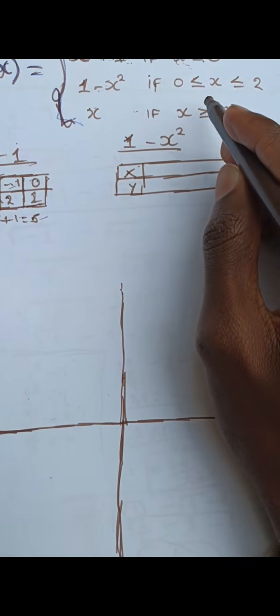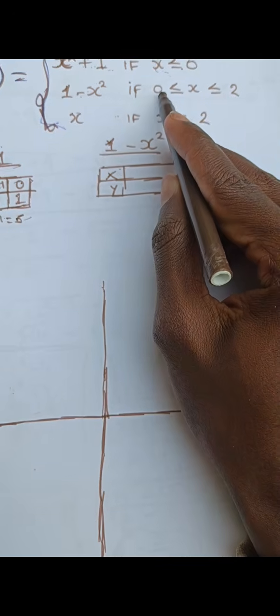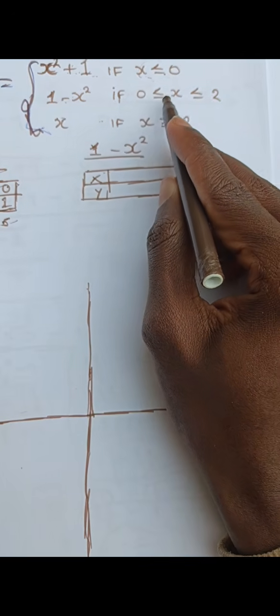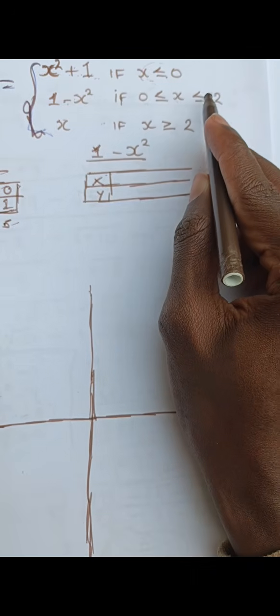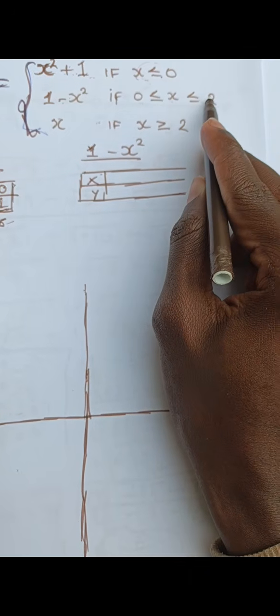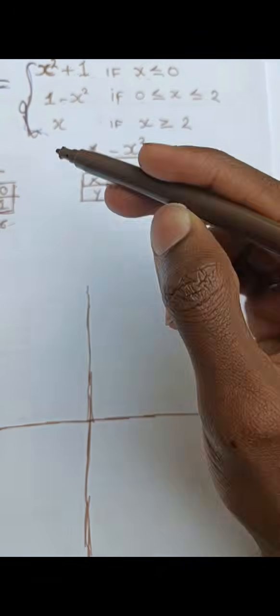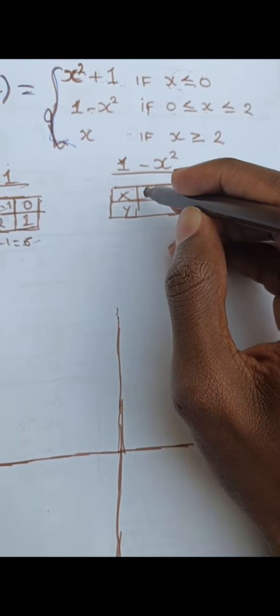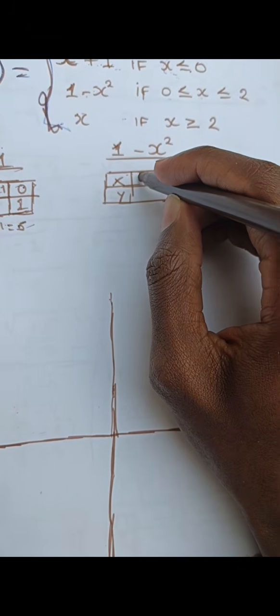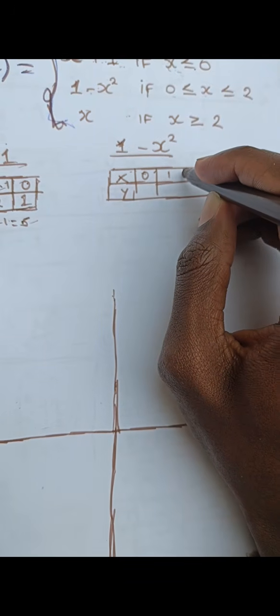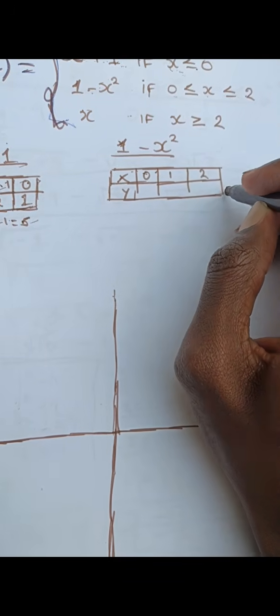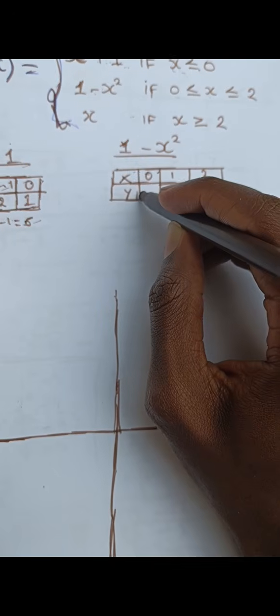So let's look at the values of x that we are going to have. The condition that is given here says that the values of x should be between 0 and 2, where 0 and 2 are both part of the set. This means that when graphing, the bubble will be shaded. So we need to start from 0, 1, 2. We just end here. Then let's find the values of y.